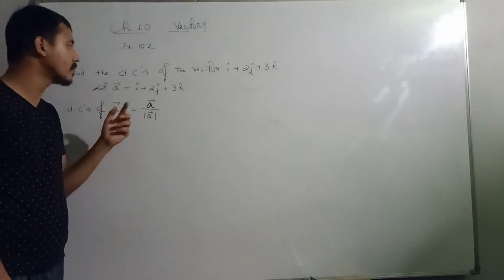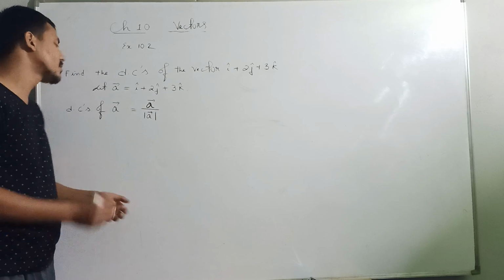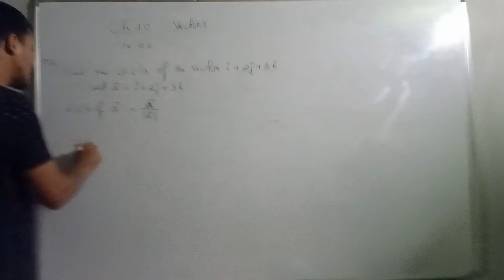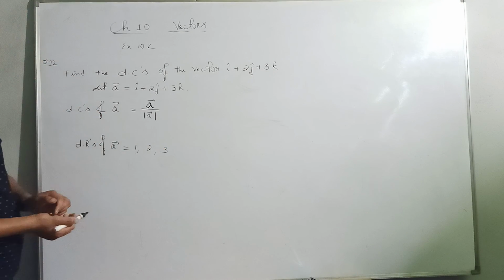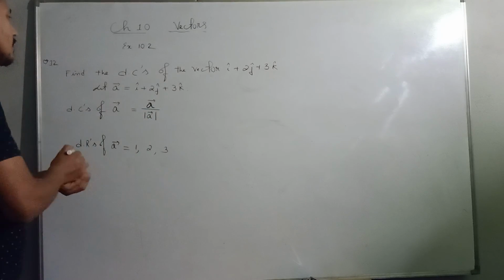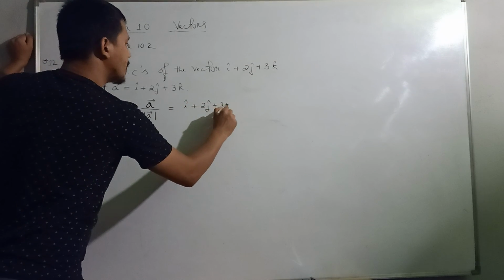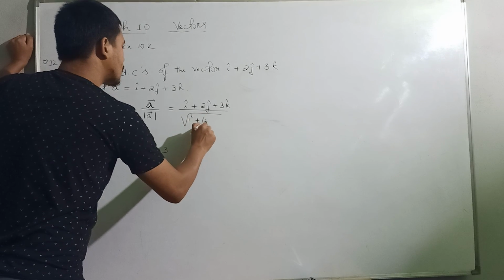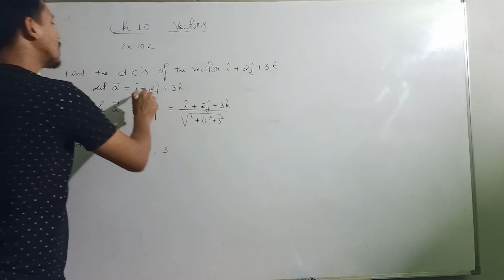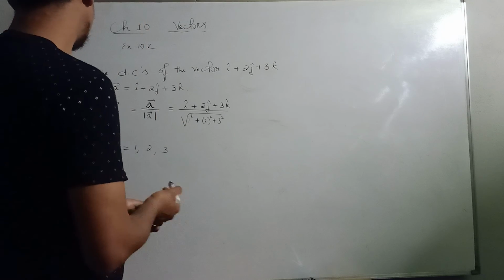What is the x component here? 1. What is your y component? 2. What is your z component? 3. So direction ratios of A are 1, 2, 3. So your vector A is i cap plus 2j cap plus 3k cap upon the magnitude of this vector, that is square root of 1 square plus 2 square plus 3 square.